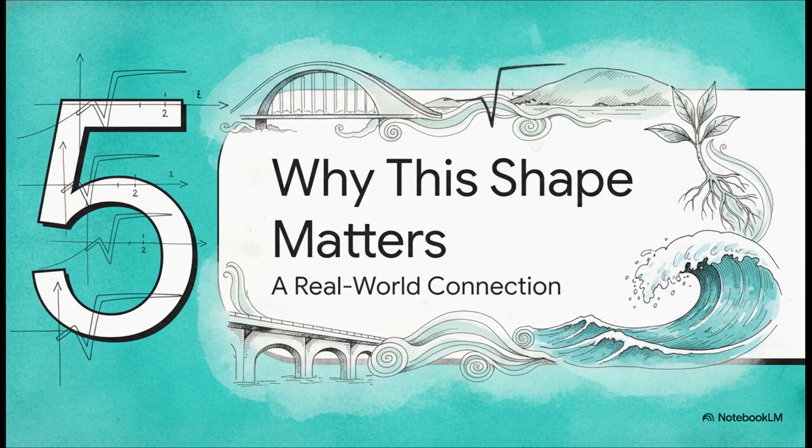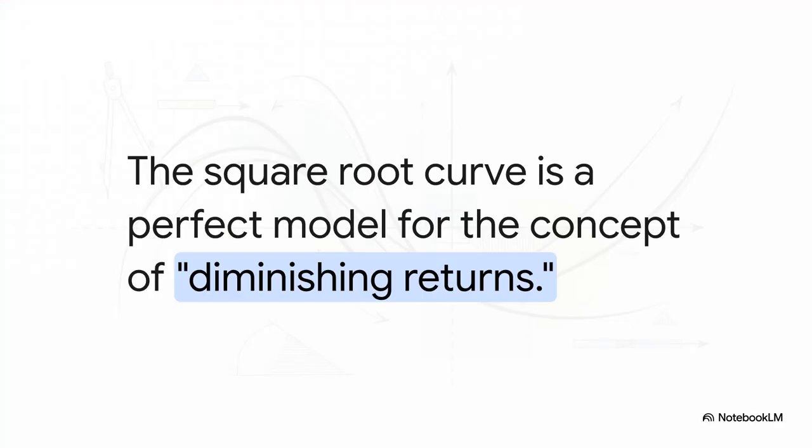So, we've totally mastered this abstract eyebrow graph. But why should you care? Well, it turns out this specific shape shows up all over the real world, and it models a really important concept. This curve is the perfect visual model for an idea called diminishing returns. It's this concept that when you start something new, your initial effort produces these huge results. But as you keep going, each little bit of extra effort produces less and less of a gain. The curve starts off steep, and then it just flattens out.